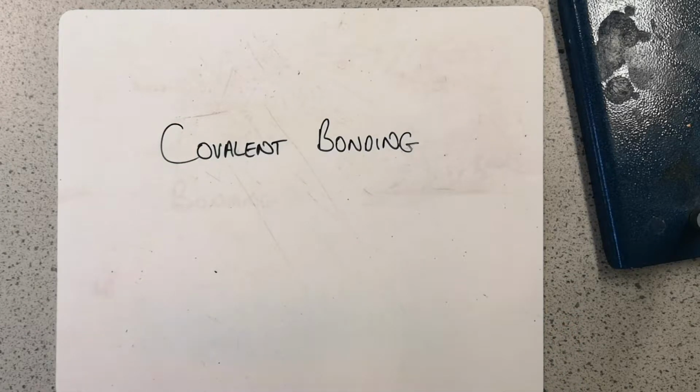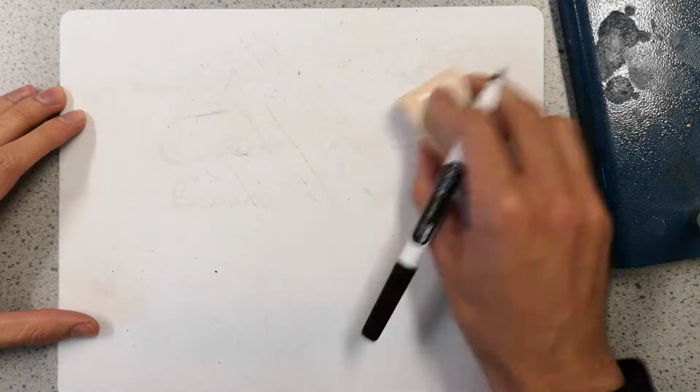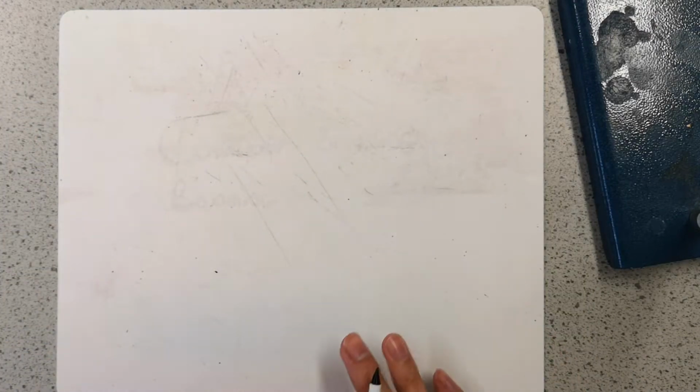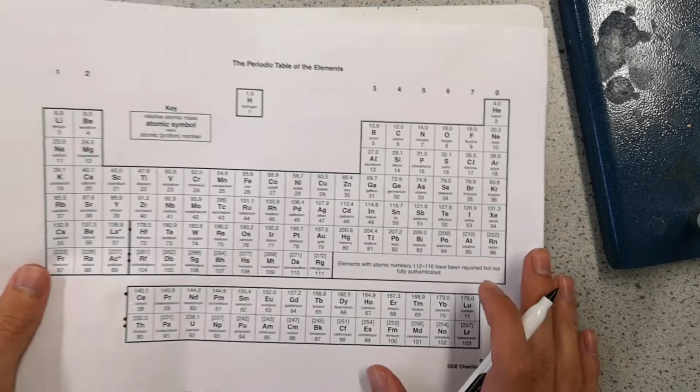Hi, welcome to this video on covalent bonding. This follows on from the ionic bonding we did in that last video. So, covalent bonding happens between non-metals. So these are on the right hand side of our periodic table.